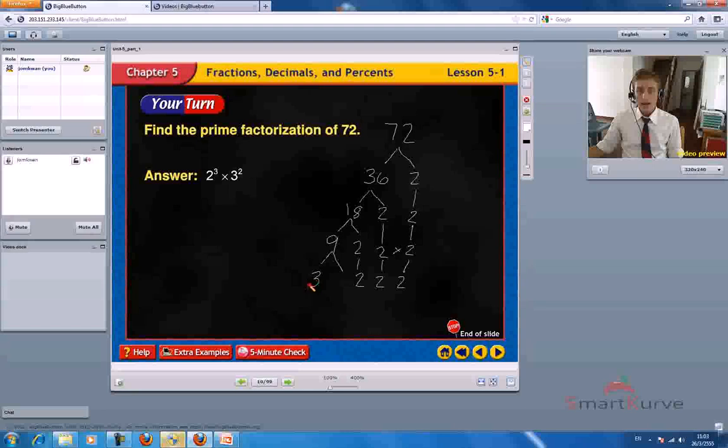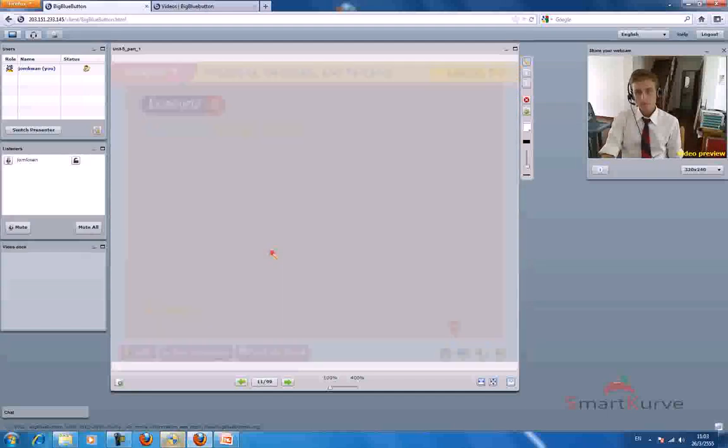9, you can't divide it by 2, but you can divide it by 3. 9 is 3 times 3. So the prime factorization is 3 times 3 times 2 times 2 times 2, or 2 to the third power, there are 1, 2, 3 2's, times 3 to the second power, there are 2 3's.